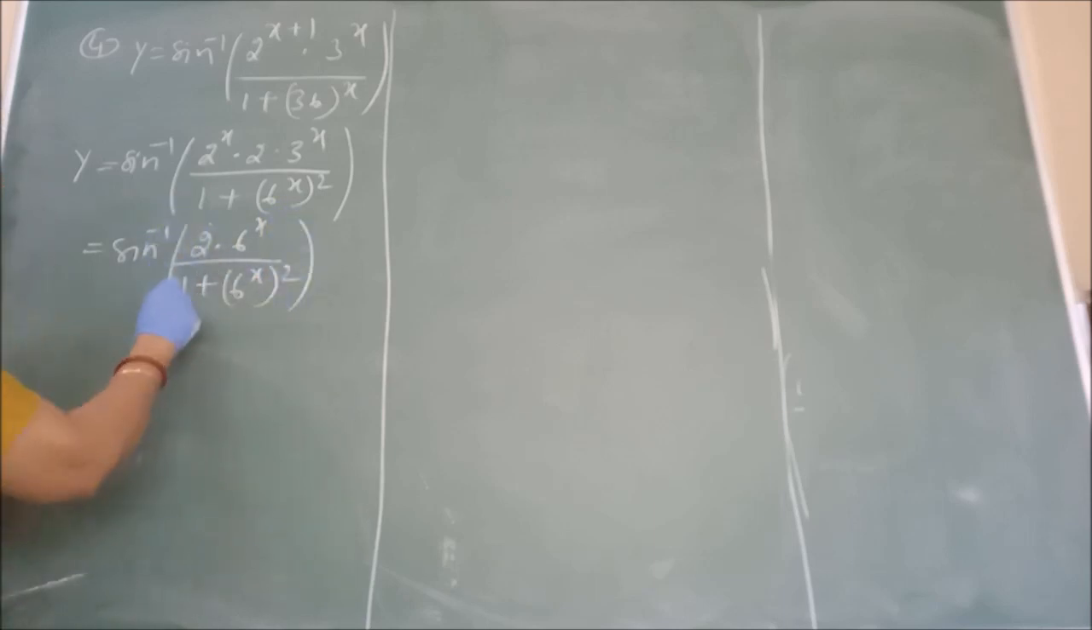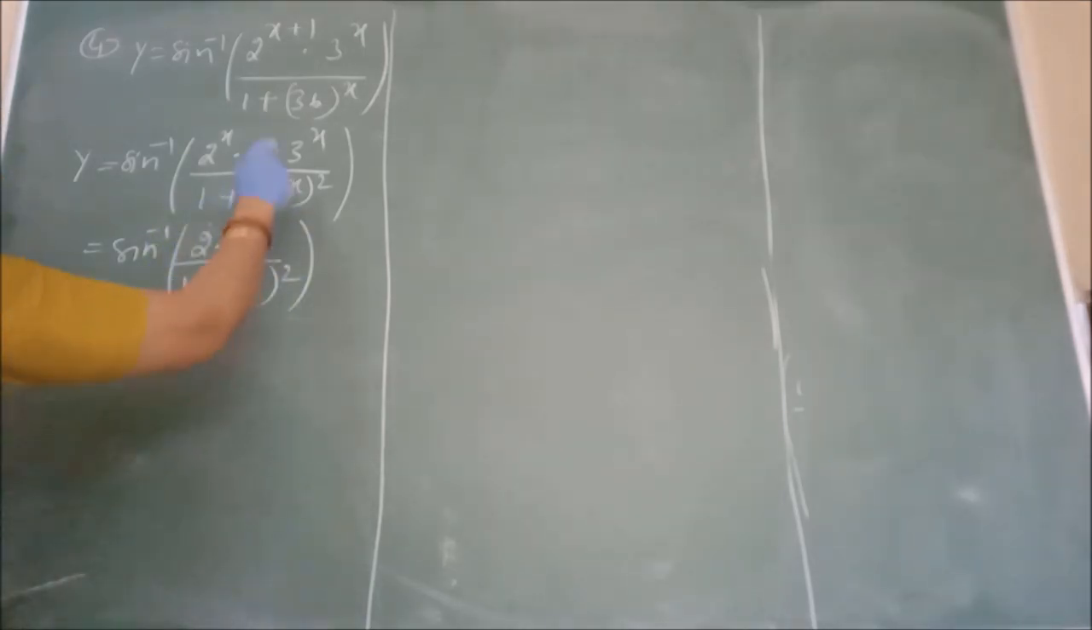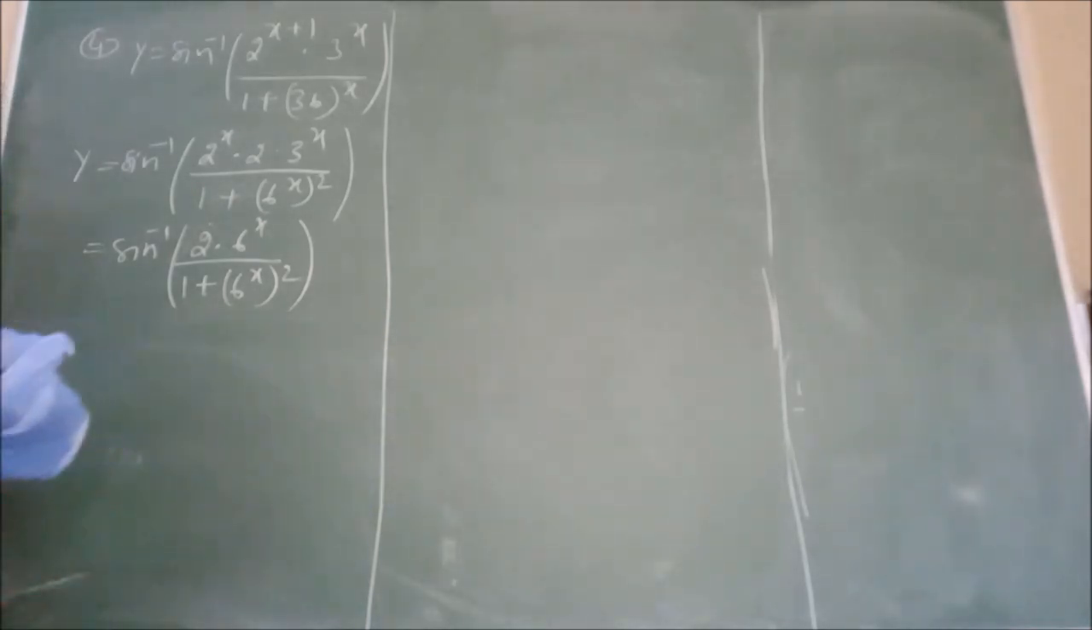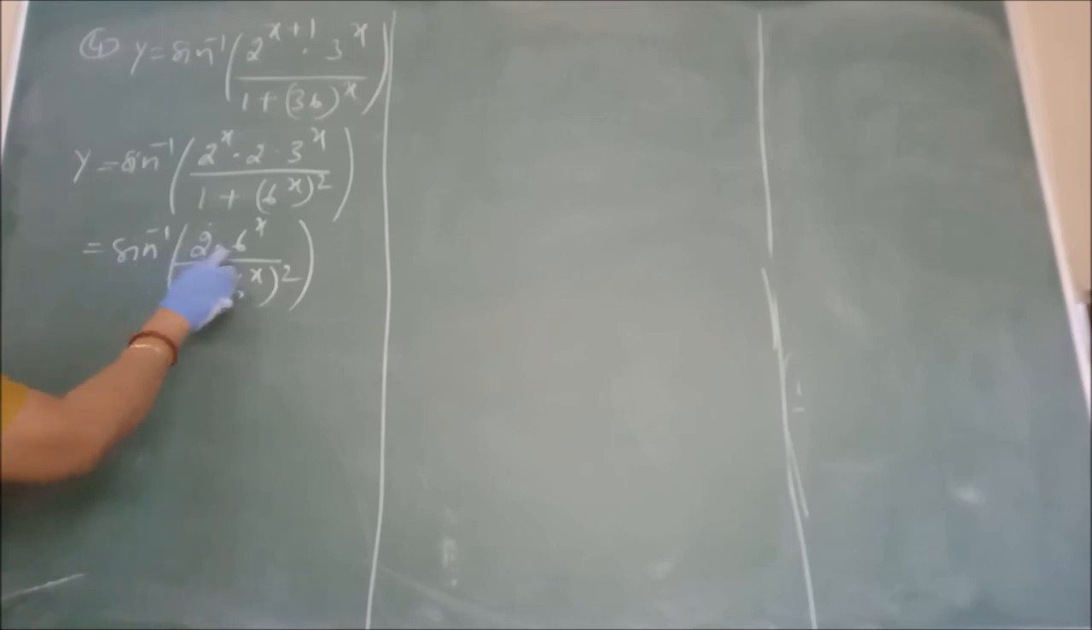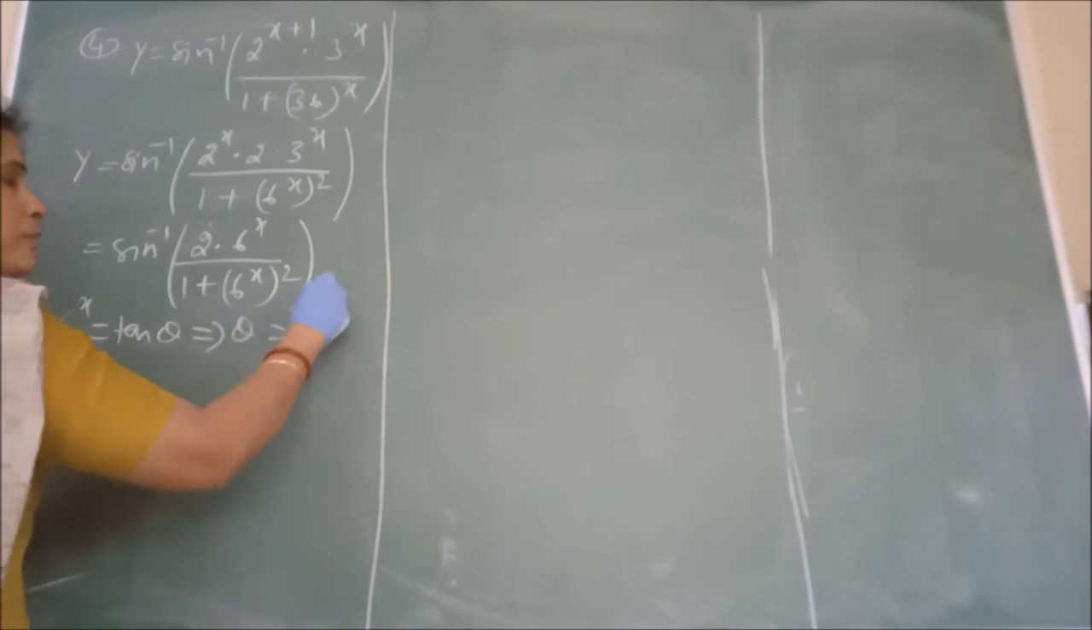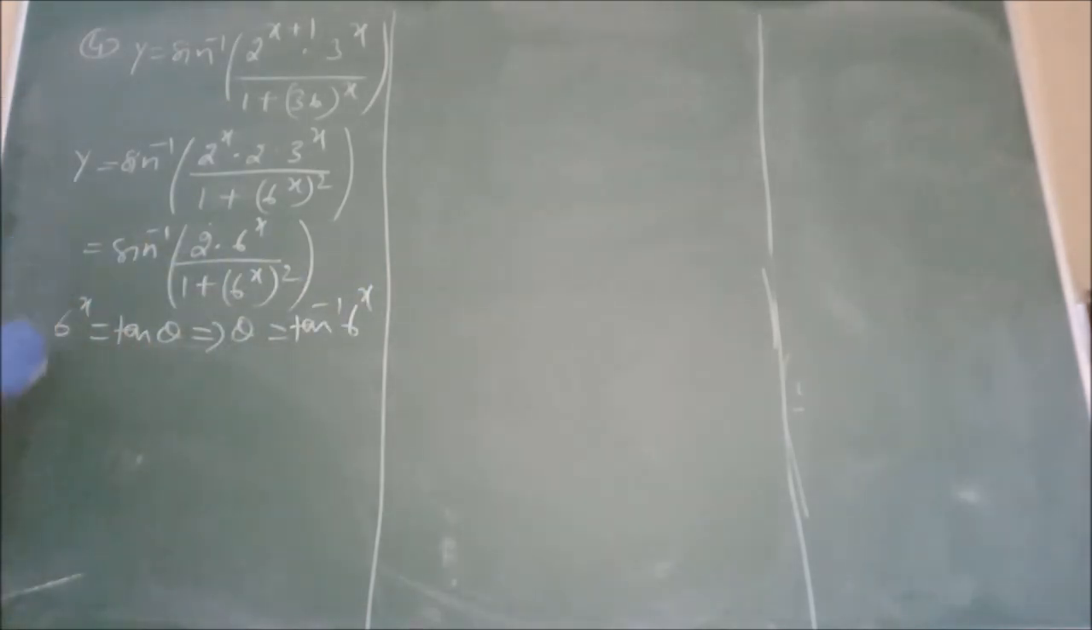Why I am taking all these questions: you should know how to bring this function into its simplest form. What is the suitable substitution? If you know that, differentiation is the last step where we use the formula. Up to that we are bringing it into the simplest form. Now listen, then y equal to, you can see it is sin inverse of 2 tan theta upon 1 plus tan square theta. So we have to give the substitution: 6 power x is equal to tan theta, which implies theta equal to tan inverse of 6 power x.